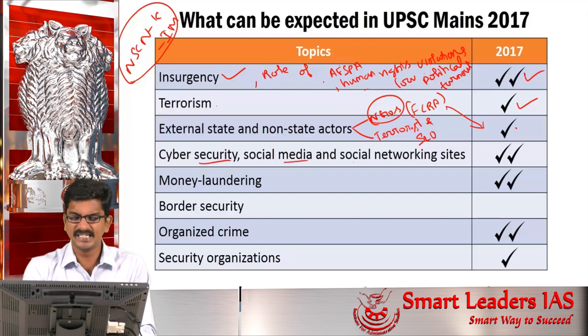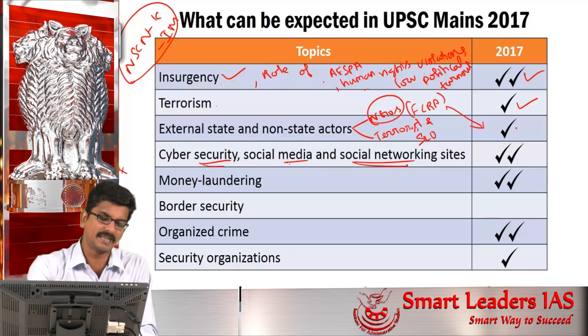Cyber security, social media and social networking sites. The usefulness of this topic is that when we prepare for it, it will not be useful only for paper 3. We can apply this understanding in the essay also. Technology and society, technology and humankind, we can always expect a question like this. Whenever we speak about technology and applications, we cannot avoid speaking about cyber security, and the role and advantages of information technology. So this will be useful not only for paper 3 but also for the essay paper.